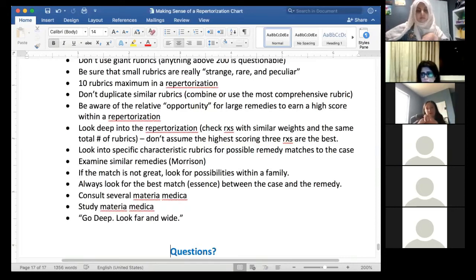And I believe there's a number of free ones. I mean, one day I was fooling around and I just searched "homeopathy repertorization charts." And there are a number of free ones. So definitely play around with it. Okay, other questions?